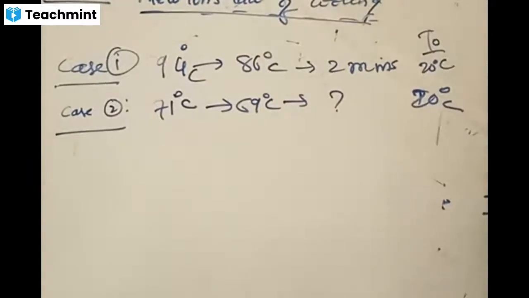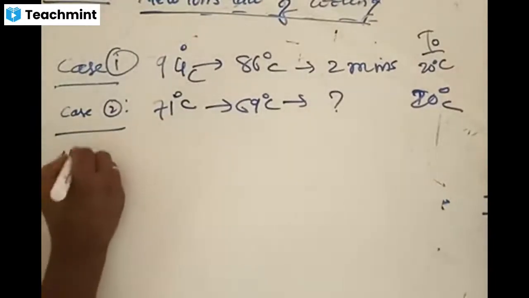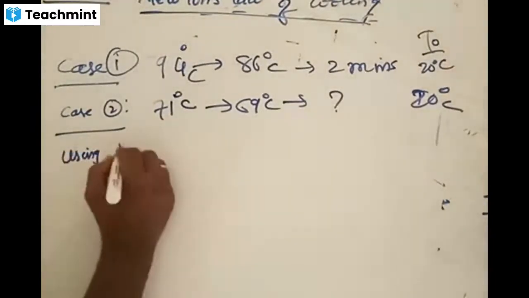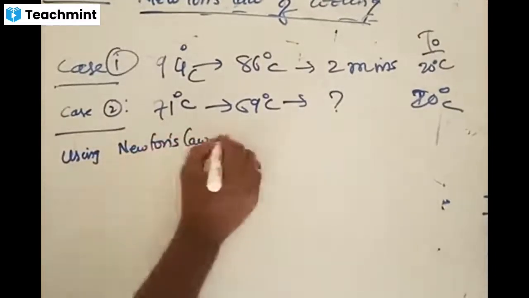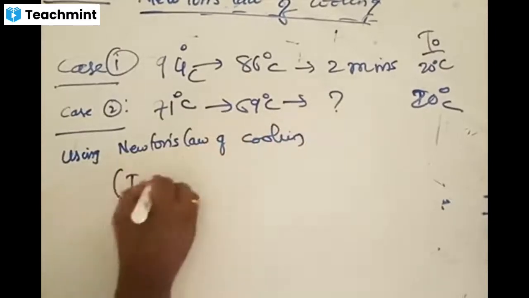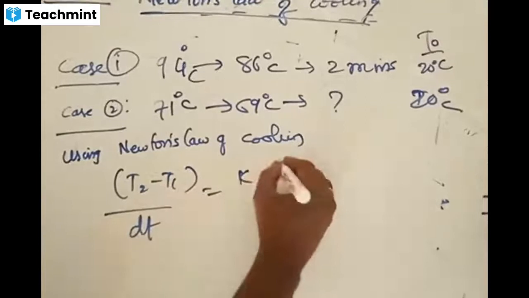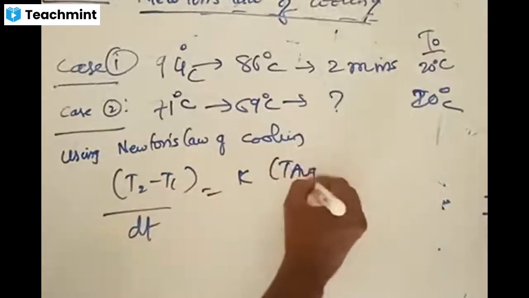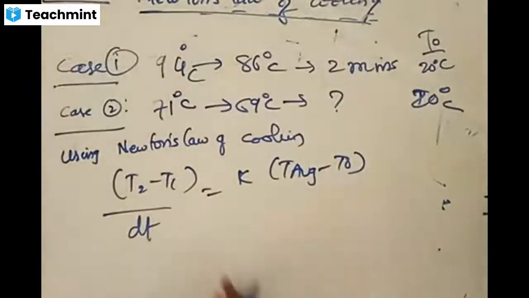Responses, please. Question clear now? Yes. Now, using Newton's law of cooling formula. What is that? The formula is (T2 minus T1) by dt is equal to K into (T average minus T naught). I have written this formula earlier also, the last step, same formula I'm using.